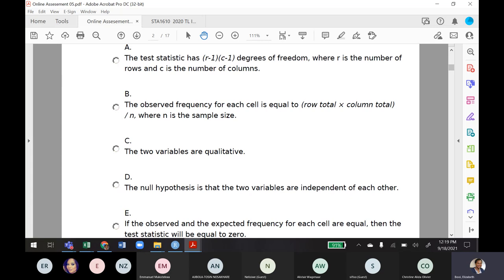A, B, C, D, or E? It's B. B is the incorrect statement because for the test statistic, as we just did, the degrees of freedom is number of rows minus number of columns.